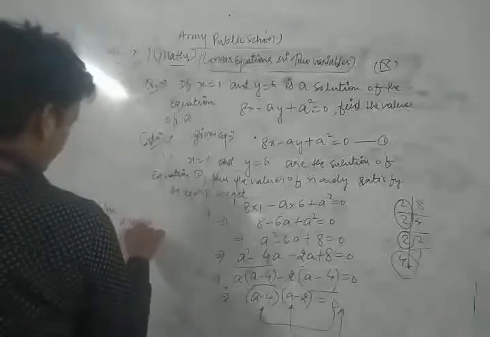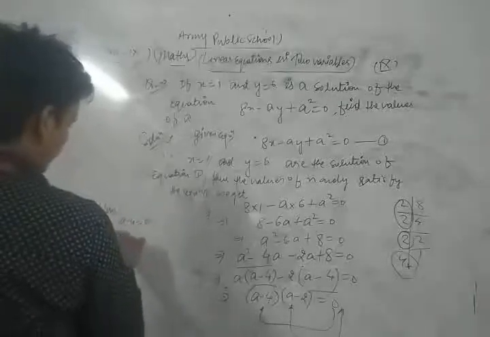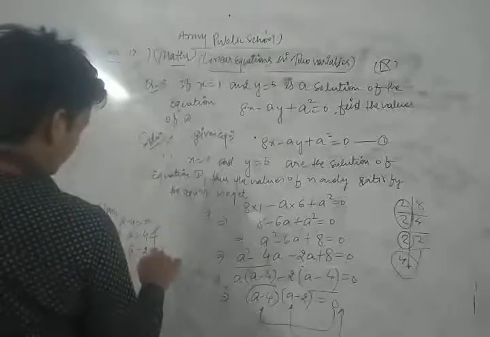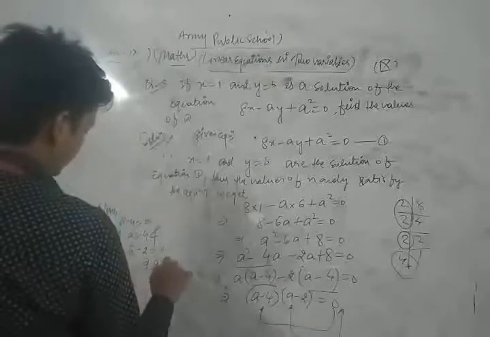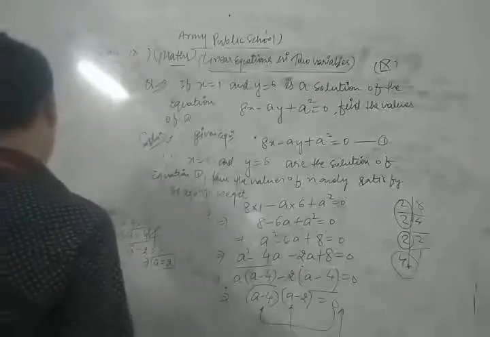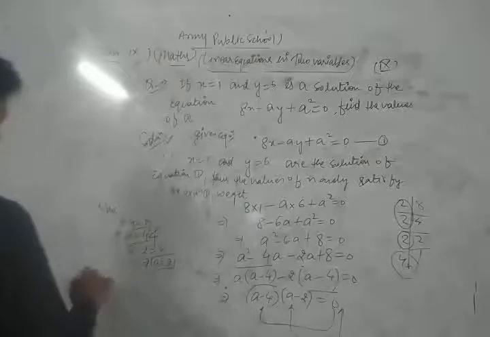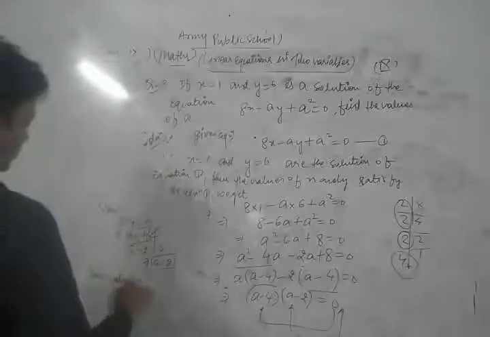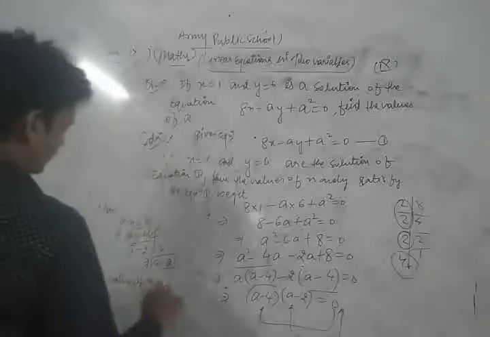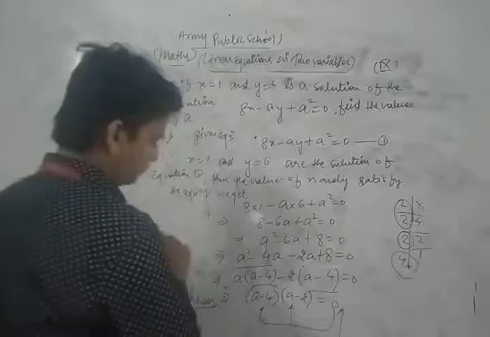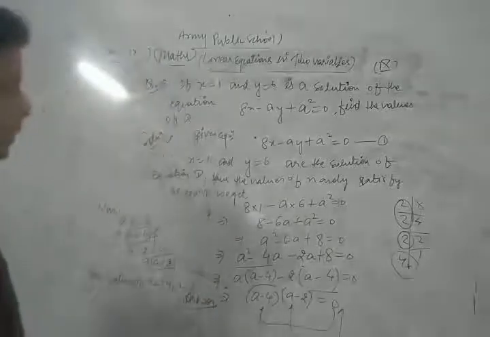When a minus 4 is equal to 0, then a is equal to 4, and when a minus 2 is equal to 0, then we get a is equal to 2. So this is the value of a. Thus the values of a are 4 and 2. This is the required solution of the given equation.